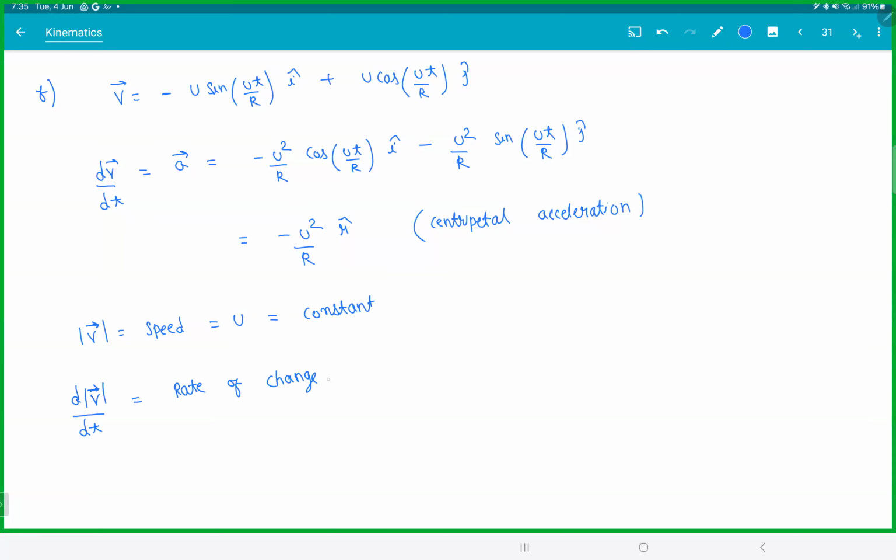This is not acceleration. Acceleration is rate of change of velocity. And in our question, it is 0. Why? Speed is not changing. It's going with a constant speed. That was the question.